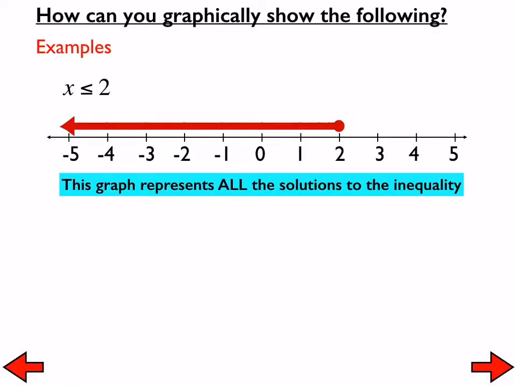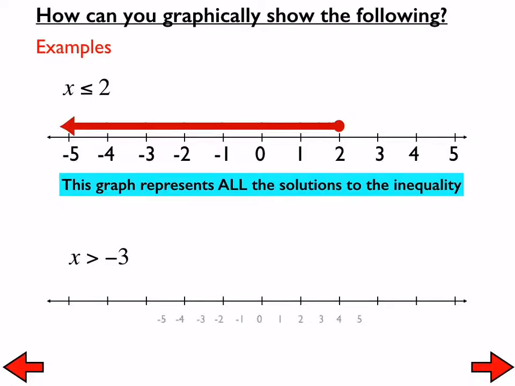All right, so that graph represents all the solutions to that inequality, and you should have graphed that in your notes. Now, how about x is greater than negative 3? Well, if we did the same sort of thinking, negative 2 makes a true statement. So does negative 1. So does 0. In fact, all of the numbers to the right of negative 3 make a true statement. But in this one, does negative 3 make a true statement?